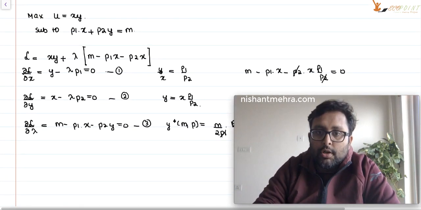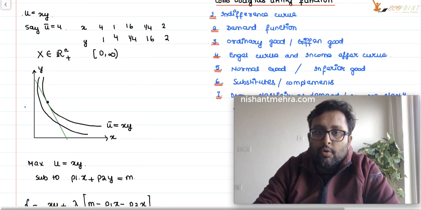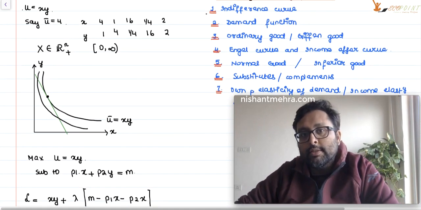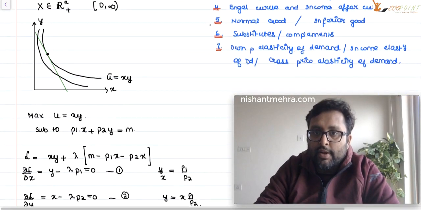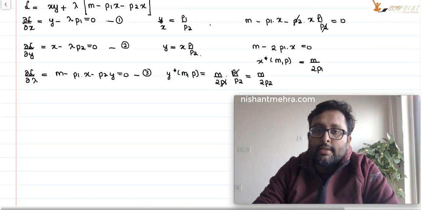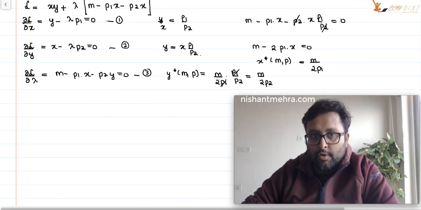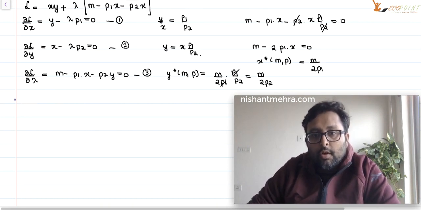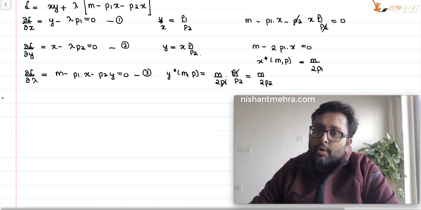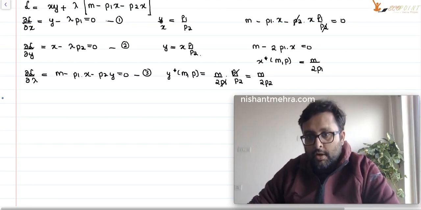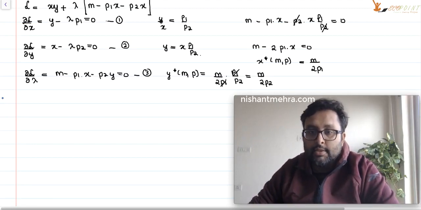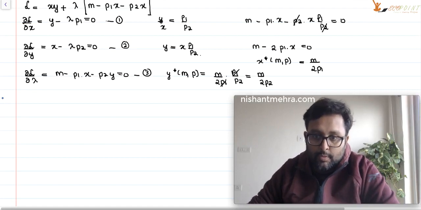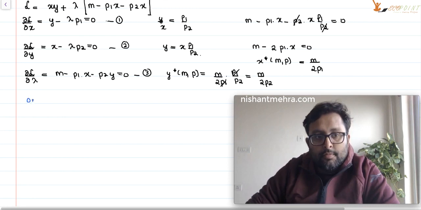So what are the things which you have already found out? You have found out what is an indifference curve for this. You have found out what is the demand function for this. Let's find out whether this good is an ordinary good or a Giffen good. Well, what is an ordinary good? An ordinary good is the one which is going to follow the law of demand, in the sense that in case the price is going to increase, demand is going to fall and vice versa. So let's just check that.